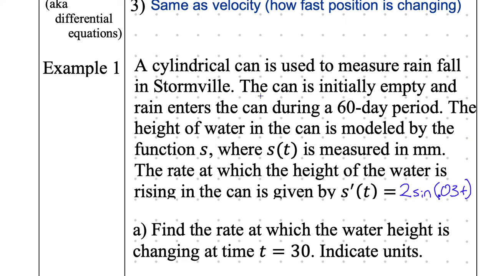Who wants to read? Arrow, thank you. A cylindrical can is used to measure rainfall in Stormville. The can is initially empty and rain enters the can during a 60-day period. The height of the water in the can is modeled by the function S, where S of t is measured in millimeters. The rate at which the height of the water is rising in the can is given by S prime of t, and then our equation is invisible.